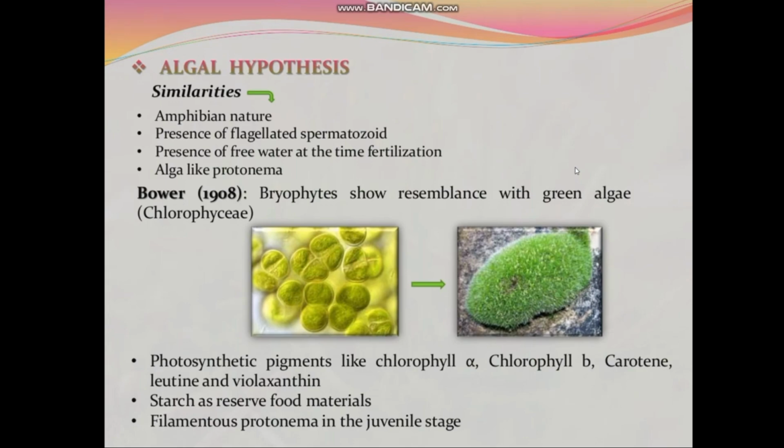Algal hypothesis. These are the similarities: first is amphibian nature, second is presence of flagellated spermatozoids, third is presence of free water at the time of fertilization. Alga-like protonema, Bauer 1908: bryophytes show resemblance with the green algae. Photosynthetic pigments like chlorophyll a, chlorophyll b, carotene, lutein and phycoxanthin. They have starch as the reserve food material, and a filamentous protonema in the juvenile phase.